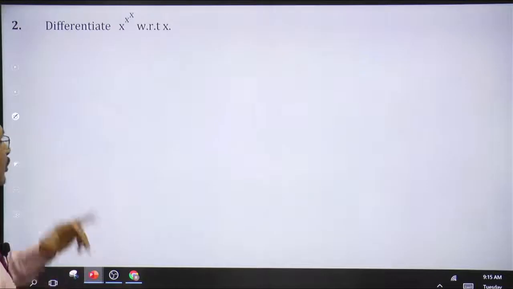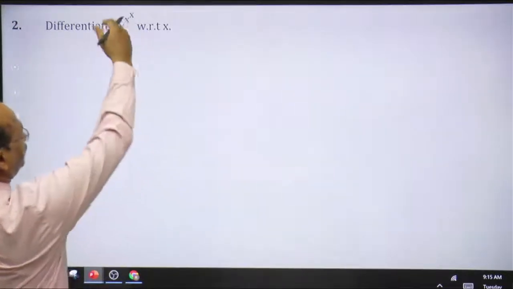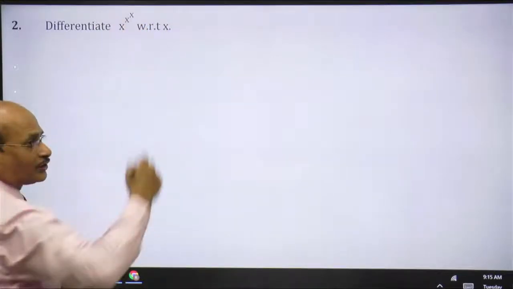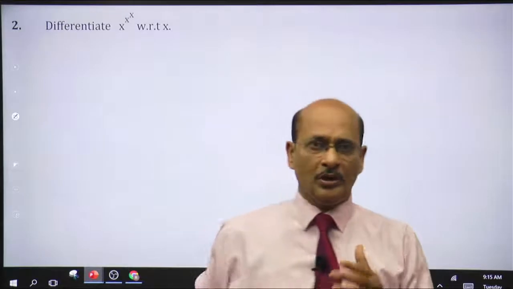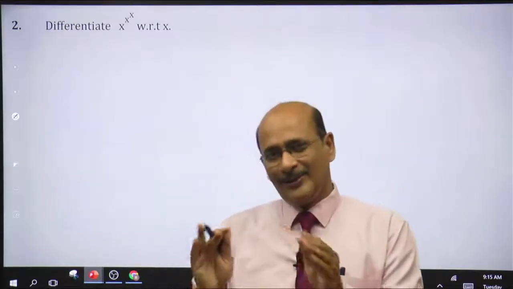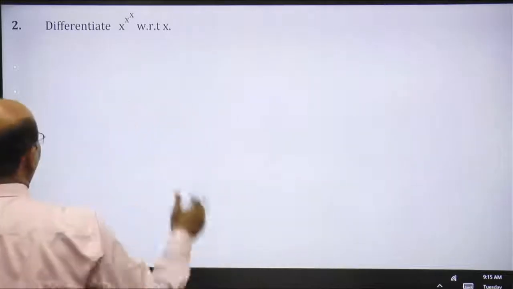Please pay attention very carefully. Now, if I say differentiate this with respect to x, a function raised to a function, what is the procedure you adopt? You adopt log on both the sides. So you have to keep in mind log on both the sides. Let us see.